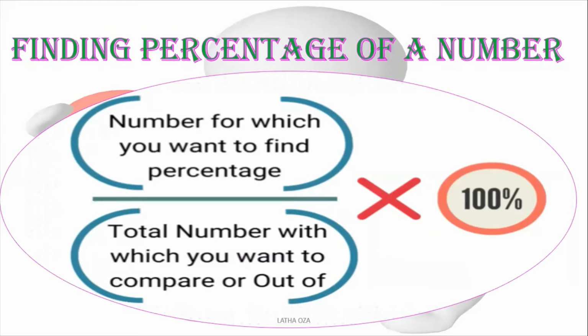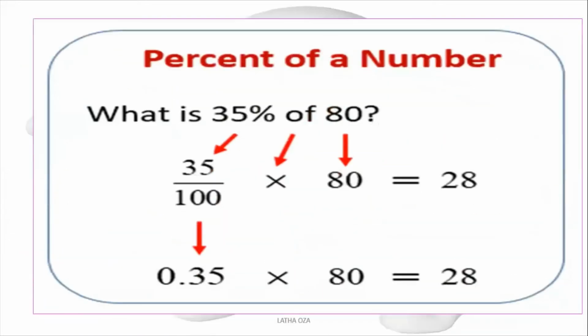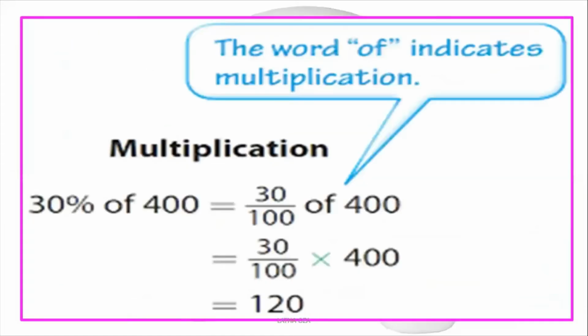Now, if we want to find the percentage of a number, you divide the number for which you want to find the percentage by the total number with which you want to compare, or out of, into 100%. For example, percent of a number, 35% of 80 is equal to 35 by 100 into 80, which is equal to 28. Similarly, the word of indicates multiplication. 30% of 400, where 30 by 100 into 400 is equal to 120.